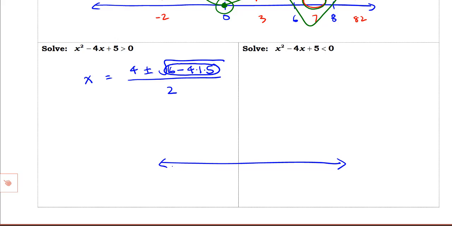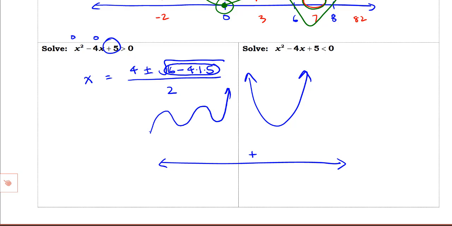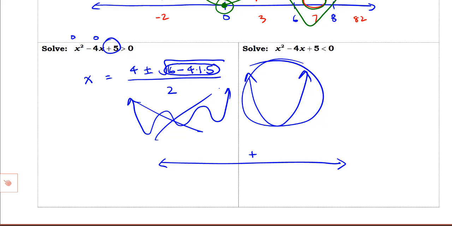So let's continue the process. Let's test the region. I love plugging in 0, don't you? And what do you get? 5. 5 is positive, meaning the whole region is positive, meaning this shape is always above the x-axis. And for now, whether it's that or this, I mean, you probably do know it's this and it's not this, but basically it's something like that, right?